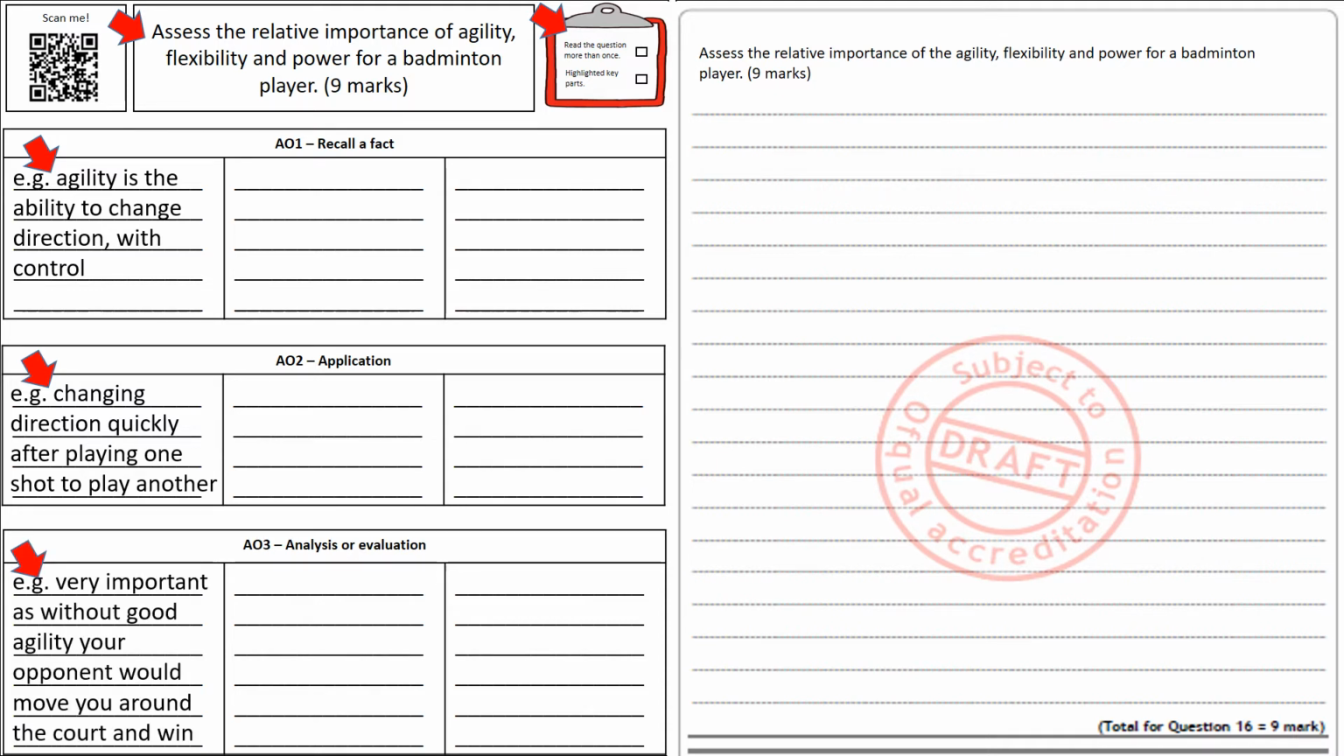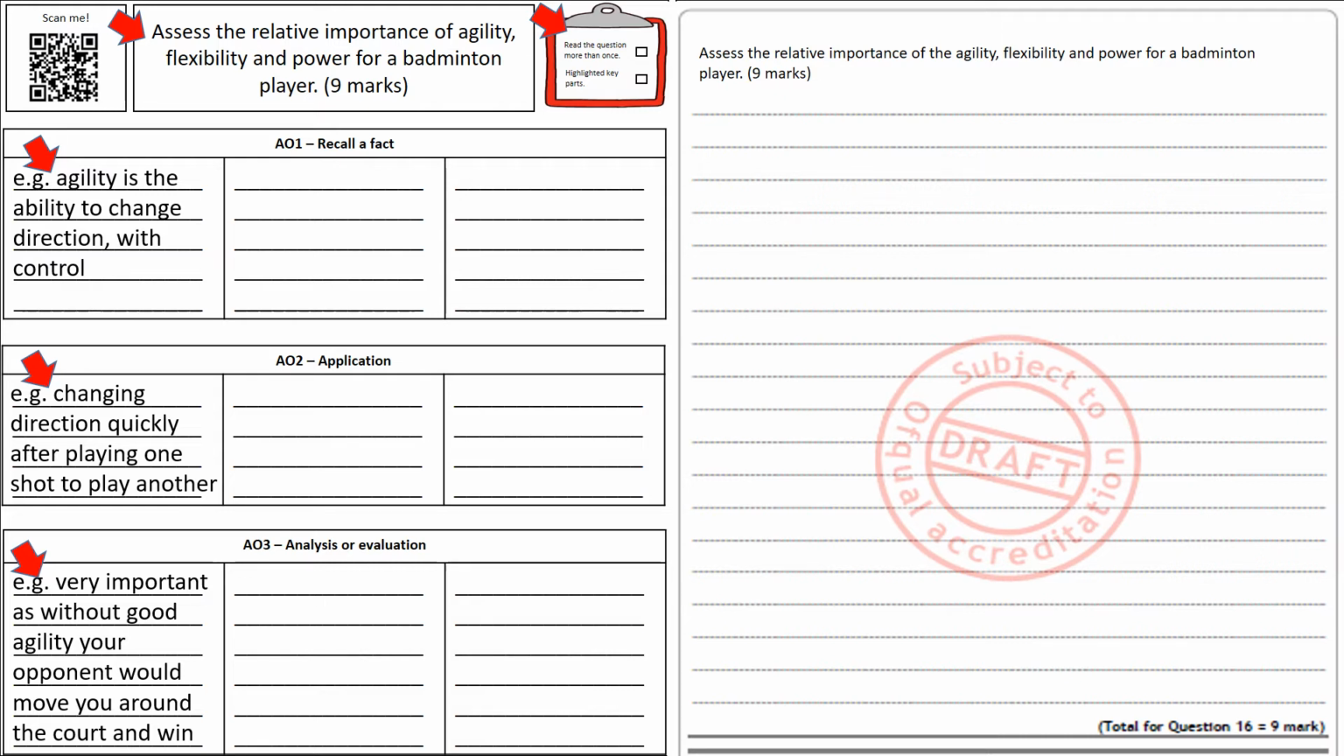So I have decided that agility is very important, as without good agility, your opponent would simply move you around the court and win the point. So agility is going to be crucial. Notice there I've used words like very important. I've had to rank, I've had to make a judgment for how important it is and then justify why.